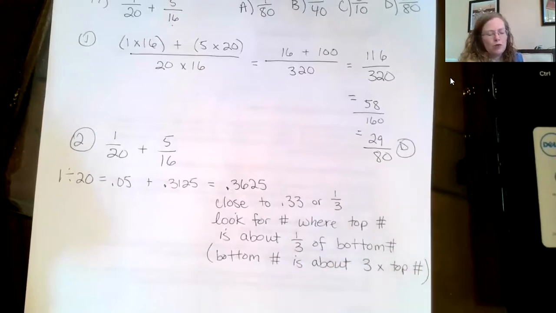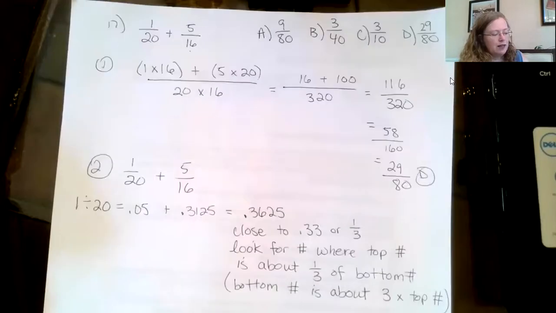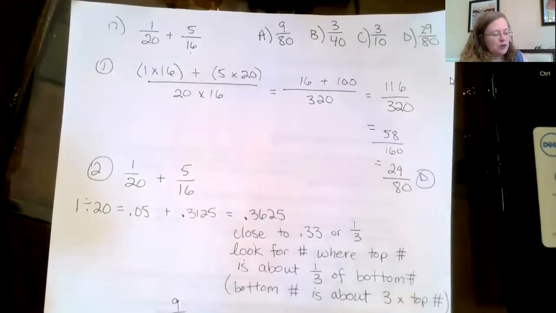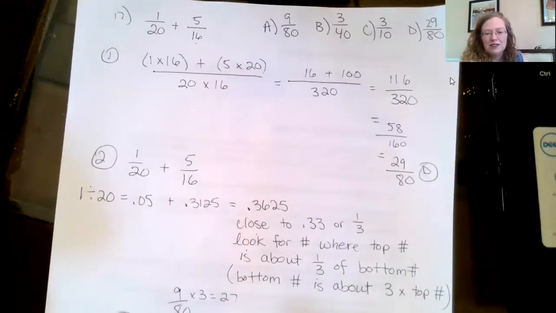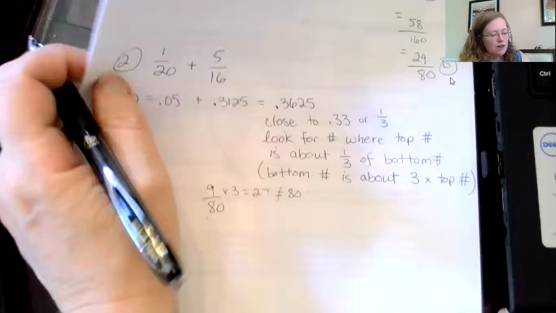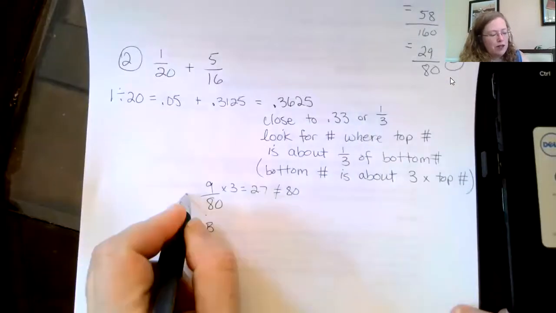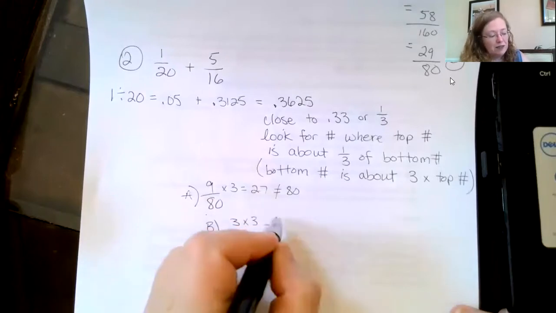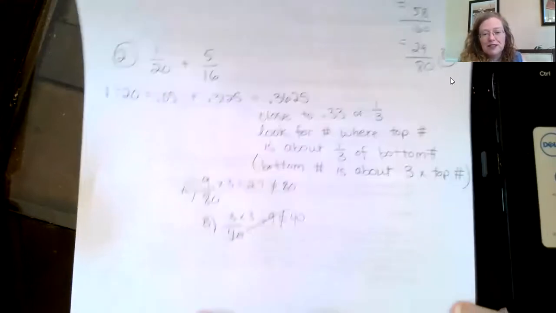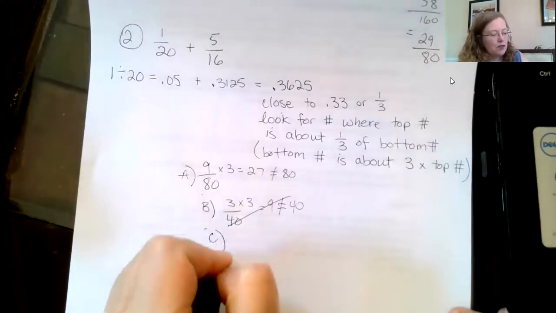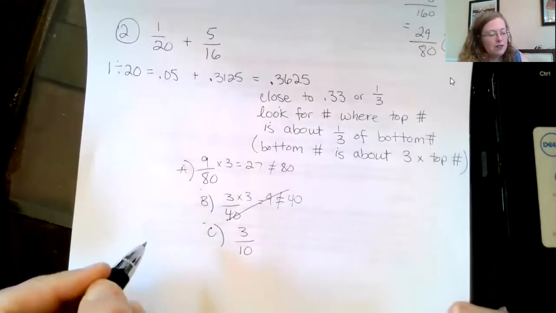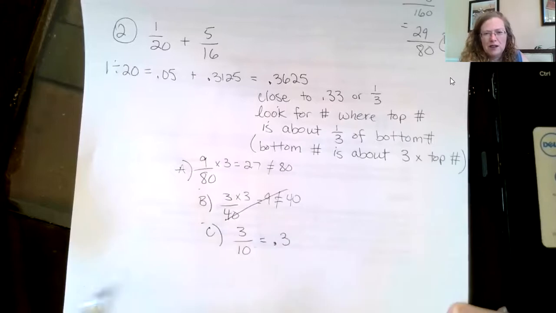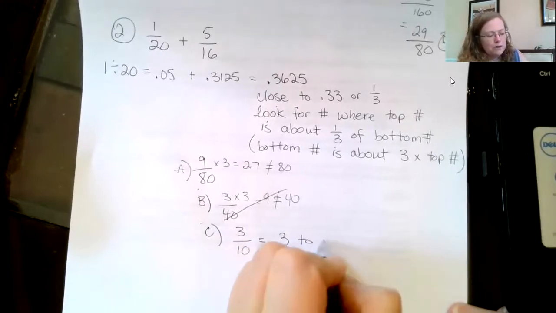Okay, so what have we got? 9/80. 9 times 3 is 27. Yeah, 27 is nowhere close to 80. So A is gone. I don't like that. B, 3/40. Again, times 3, that's 9. 9 is definitely not equal to 40. So that's out. C, 3 out of 10. Okay, well, this we know is 0.3. So it's too small.